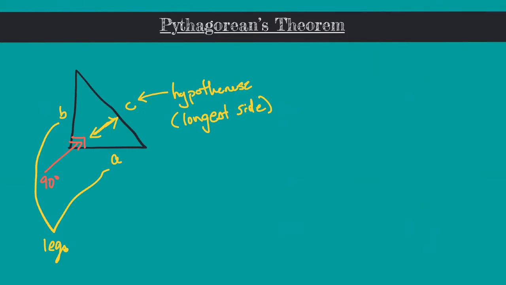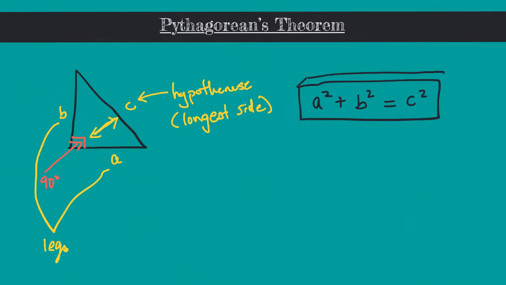The Pythagorean theorem states that the sum of the squares of the two legs, so a squared and b squared, is equal to the square of the hypotenuse. So that's going to be c squared, because our hypotenuse is represented by the letter c. And so this is the Pythagorean theorem. And we are going to apply that to a problem or two.